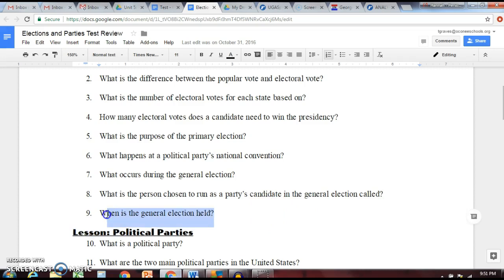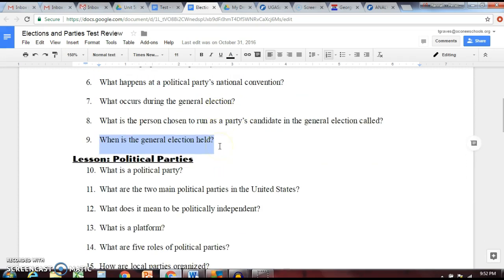When is the general election held? Well, it's held every November. It is held on the first Tuesday after the first Monday of the year, which is kind of weird. So this year, I believe it was November the 8th, which was the first Tuesday after the first Monday of the month of November.